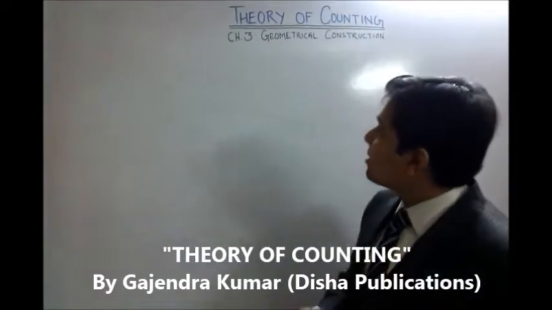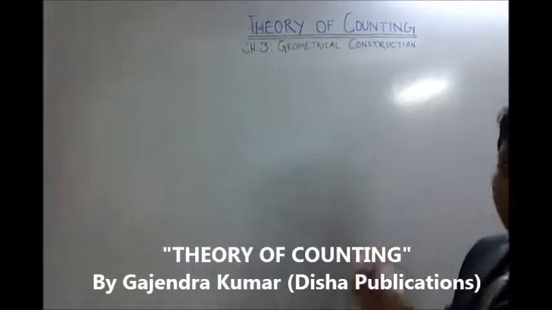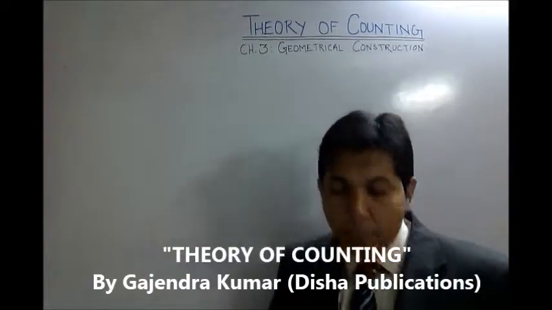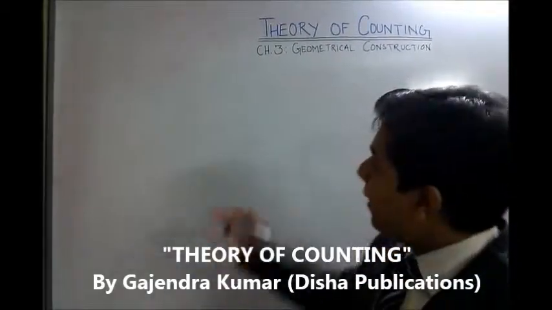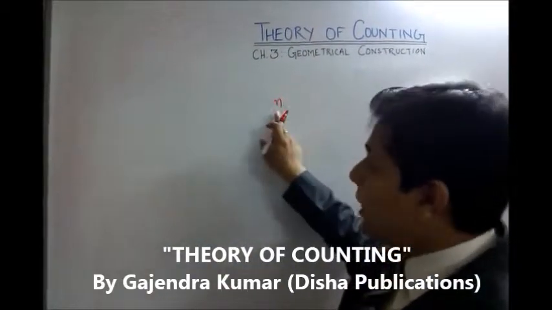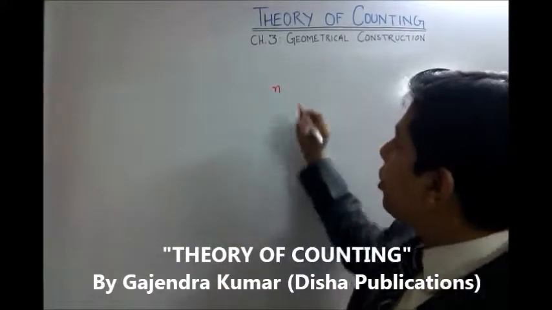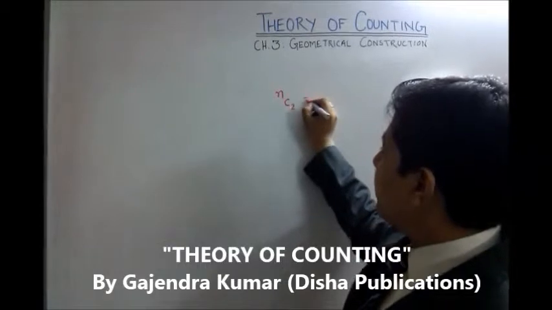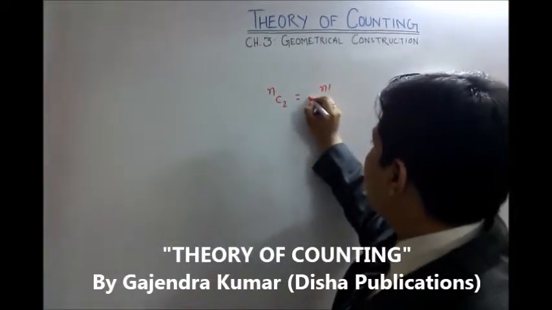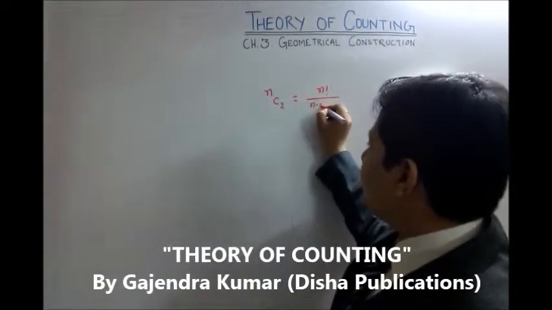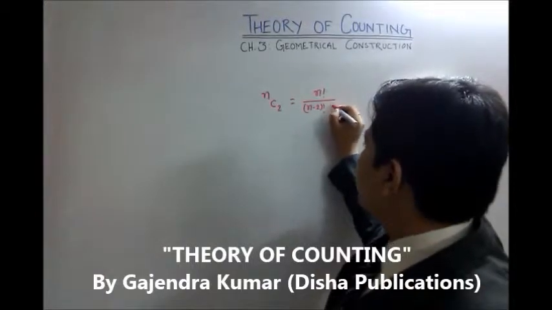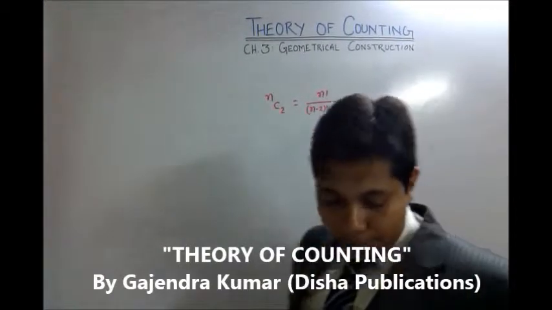Okay, now let's discuss chapter 3, geometrical constructions. So first of all, formation of straight lines. Out of n given points, if none of these n points are collinear, then the number of straight lines we can draw is nC2, meaning n factorial by (n minus 2) factorial into 2 factorial.